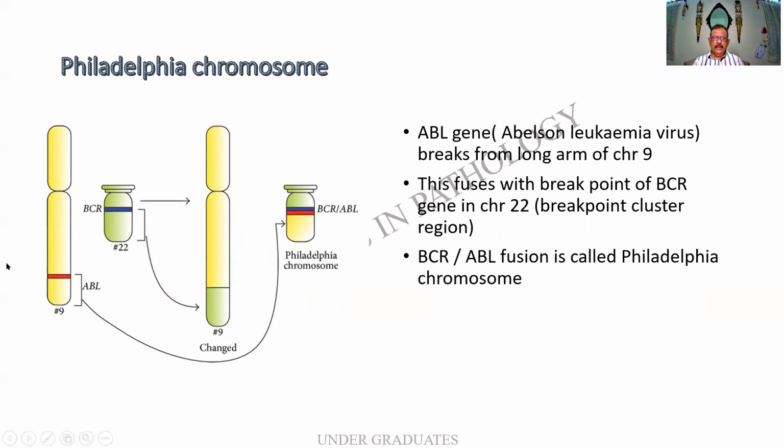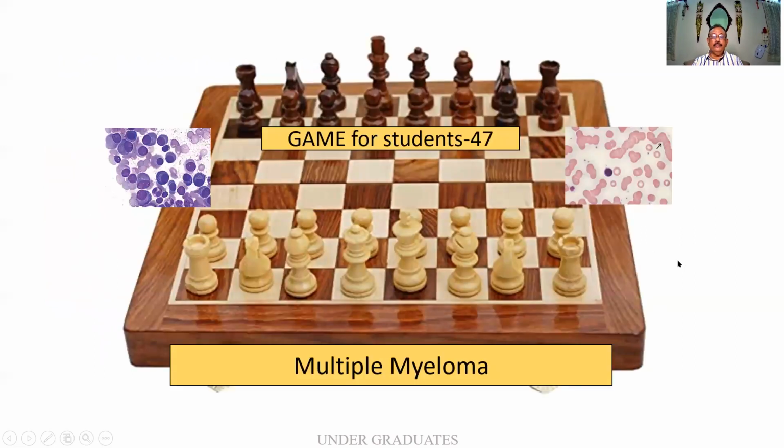Simultaneously, you find that part of chromosome 22 is removed and it is attached to chromosome number 9. Hence, we call it a reciprocal translocation. And it is called the ABL gene. Ultimately, the defective gene that is formed is called the ABL gene or the Abelson leukemia virus gene. And when there is a fusion, it is called a Philadelphia chromosome.